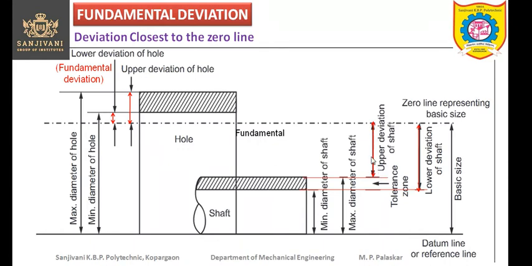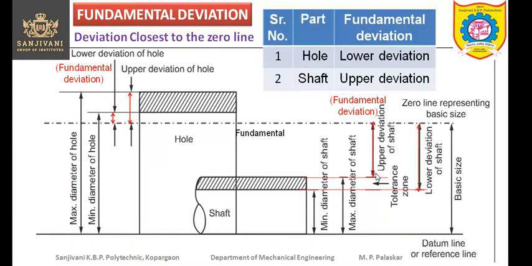Now out of these two deviations, upper deviation and lower deviation, which is closest to the zero line? This upper deviation is closer to the zero line. Therefore this deviation is the fundamental deviation for the shaft, because it is closest to the zero line. It is called the fundamental deviation for the shaft.